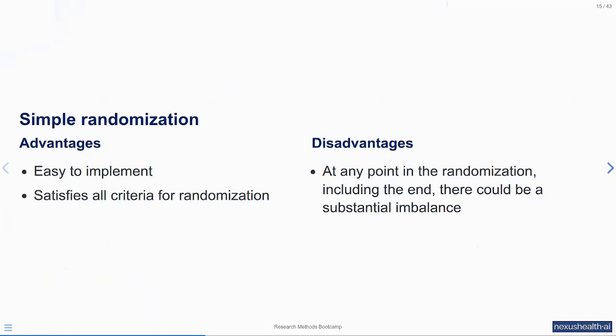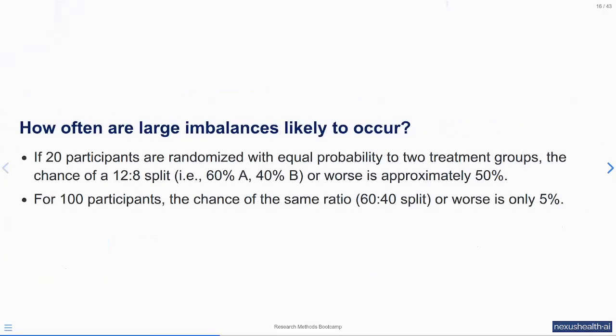Simple randomization has the advantages that it is easy to implement and it satisfies all criteria for randomization. The disadvantage, however, is that at any point in the randomization, including at the end of the process, there could be substantial imbalance between the groups. And when we say imbalance, what do we mean? We mean that participants may be unequally assigned to the groups.